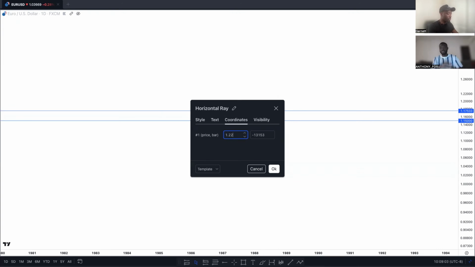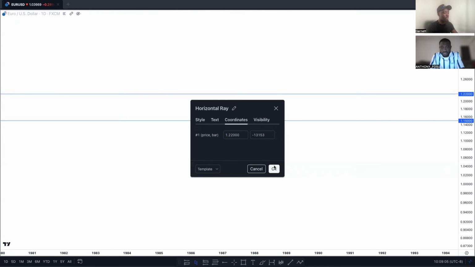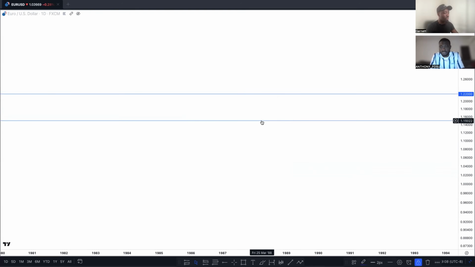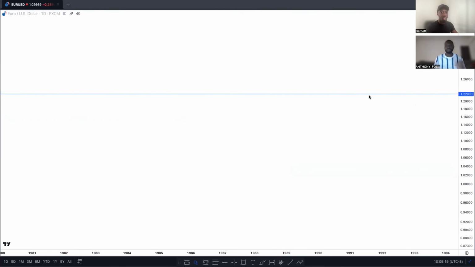So let's choose 22,000 for example. Let's say the first level is 22. That's random again. It's random, but it's a round number. So 22 is a round number, correct?